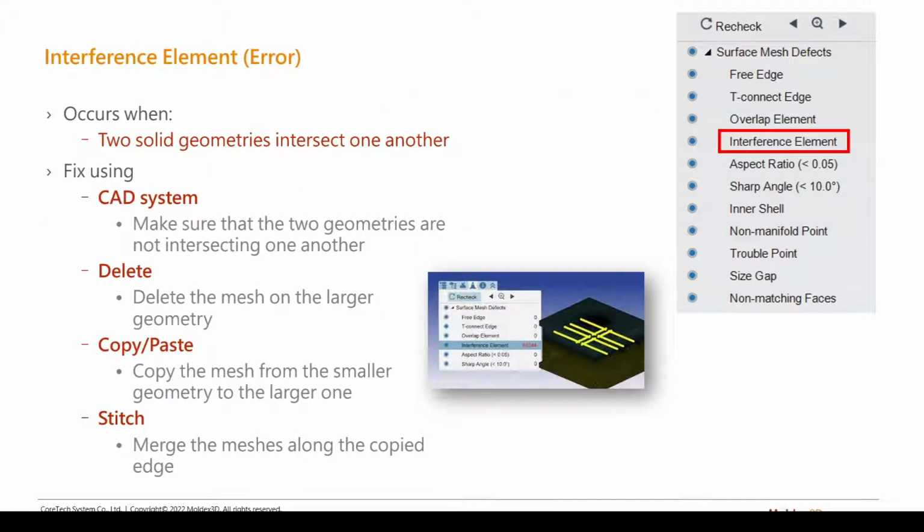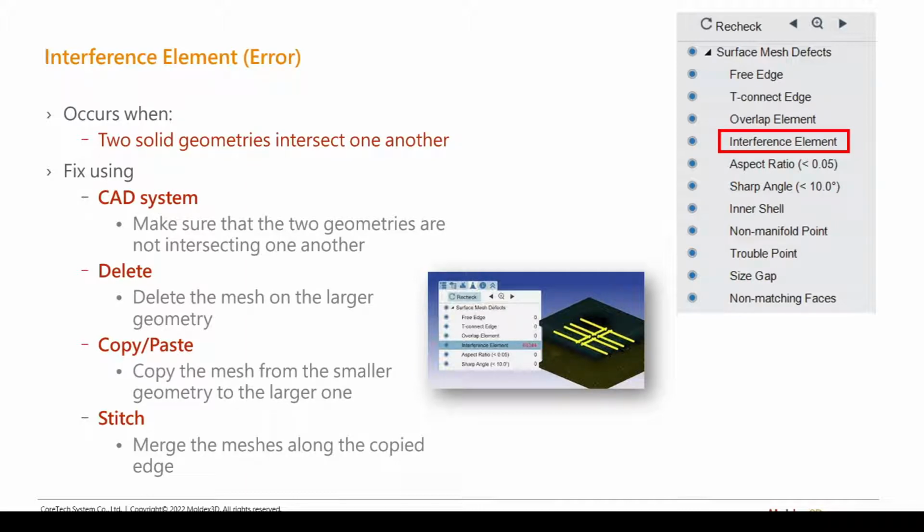All right, interference elements. This is actually a newer element in Moldex 3D, and it indicates where two solid geometries intersect one another. So this kind of goes one step above mesh interaction and actually covers solid interaction. So if you do see interference elements, that's a really good indication that something's wrong in the CAD geometry, not necessarily just in the mesh.